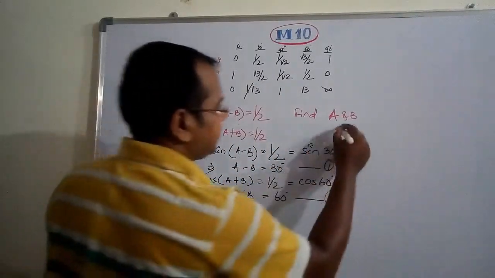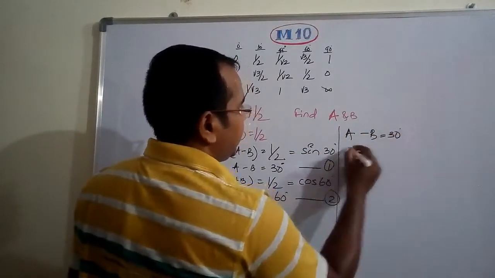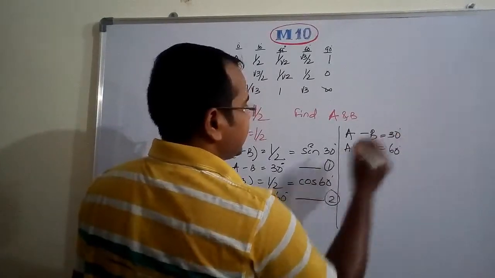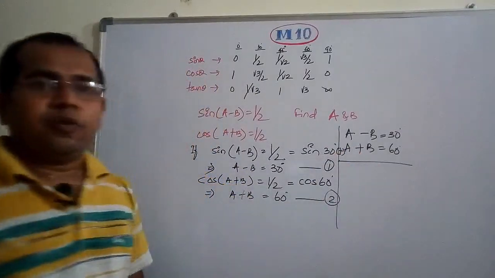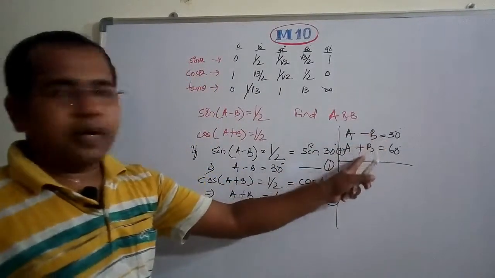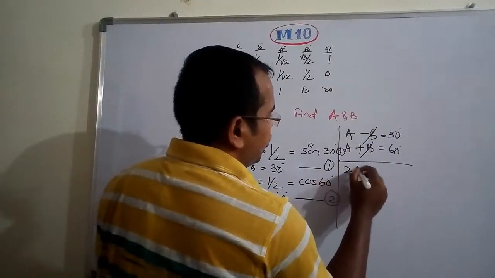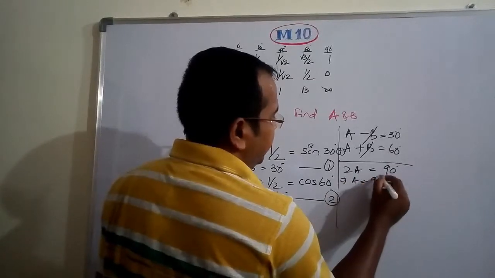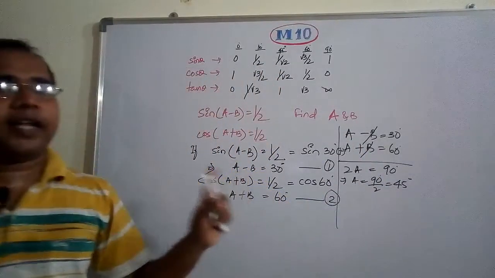What are they? A minus B equals 30 degree. A plus B equals 60 degree. Now add these two. What will you get? Minus B and plus B will be cancelled out. You are getting 2A equals 90 degree. That means A equals 90 by 2. You are getting 45 degree.